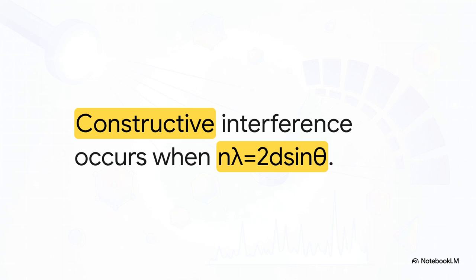N lambda equals 2d sine theta. This elegant little equation, formulated by W.L. Bragg, is basically the golden rule. It determines the specific angles where coherent scattering will actually happen from a crystal lattice. Let's break down exactly what this means visually, because it's super cool once you see it in action.